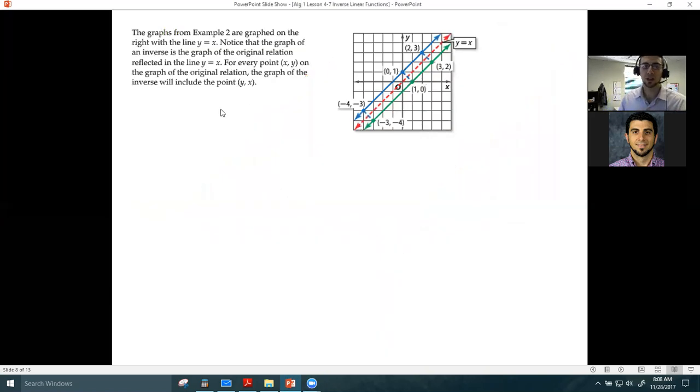So for every point x, y on the graph of the original relation, the graph of the inverse will include the flip-flop of that point, y comma x. Okay, pretty cool stuff. So that's it for the first video of this section. Next, we're going to talk about inverse functions. So this was inverse relations. Let's talk about inverse functions.